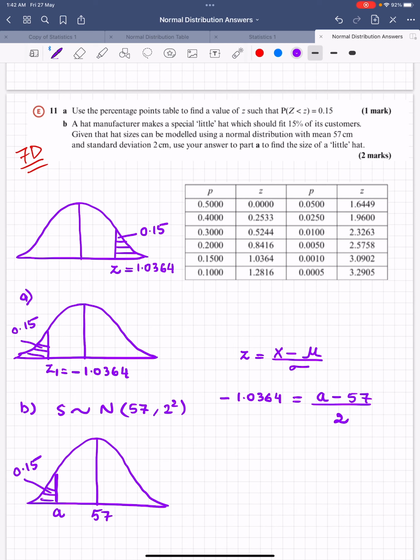Now we can use our calculator to find the answer. We have minus 1.0364 multiplied by 2 plus 57, and that gives A equal to 54.92. So we can round it off to three significant figures, 54.9 centimeters.